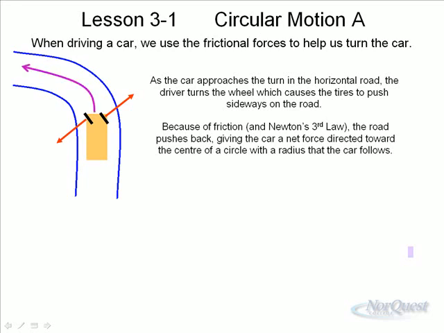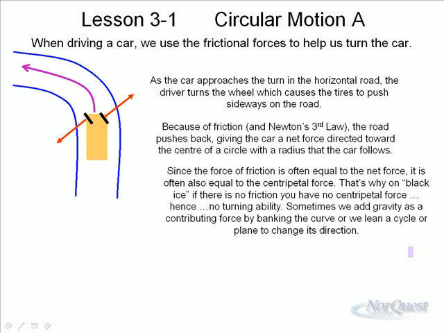And, of course, the force of friction is often equal to the net force. All right? It is also often equal to the centripetal force. So net force and centripetal force are usually equal.